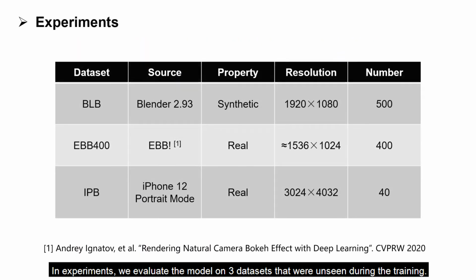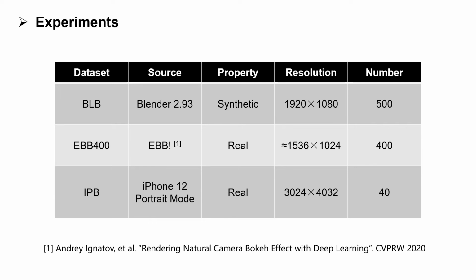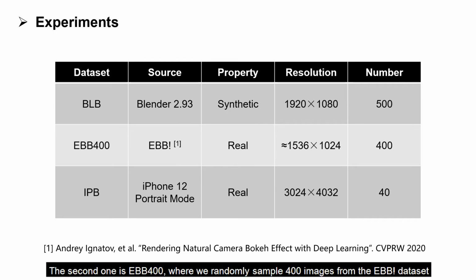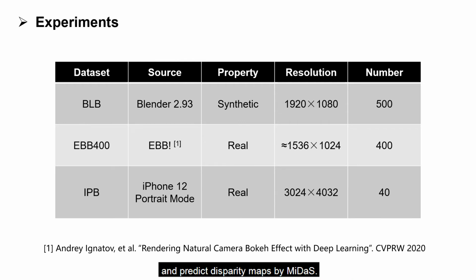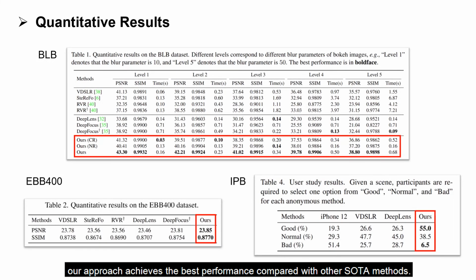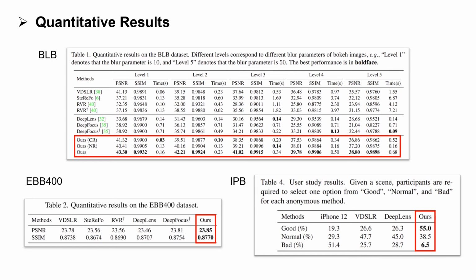In experiments, we evaluate the model on 3 datasets that were unseen during the training. The first one is our proposed BLB dataset. The second one is EBB 400, where we randomly sample 400 images from the EBB dataset and predict disparity maps by Midas. The last dataset IPB is captured by iPhone 12 portrait mode. We use this dataset for user study. From the quantitative results, our approach achieves the best performance compared with other SOTA methods.